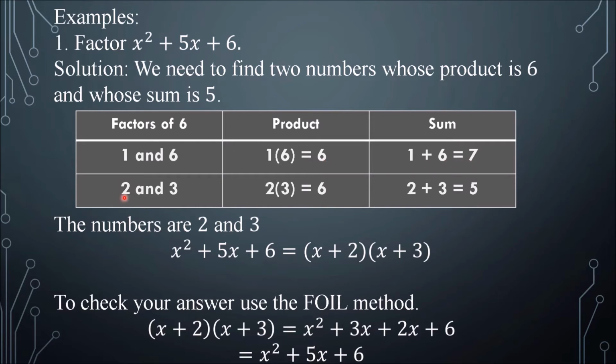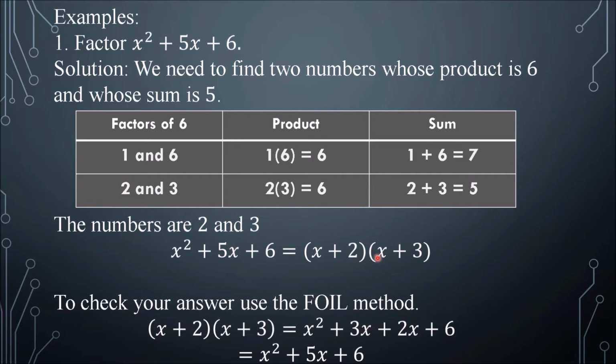The other one, 2 and 3, of course, the product, 2 times 3, is 6. The sum, 2 plus 3, is 5. Now, according to the first step, we need to find two numbers whose product is 6 and whose sum is 5. So we have this 2 and 3 because the sum of this is 5. Therefore, the two numbers are 2 and 3. Now, what shall we do with 2 and 3? x squared plus 5x plus 6 is equal to x plus the 2 times x plus the 3.